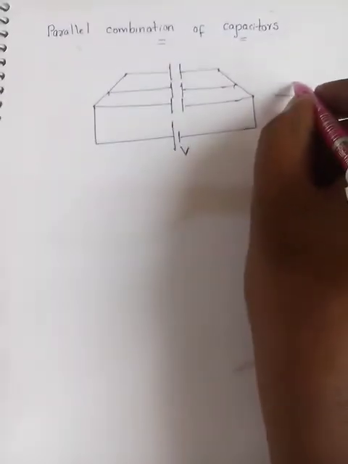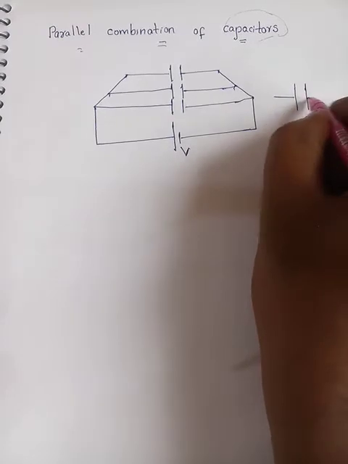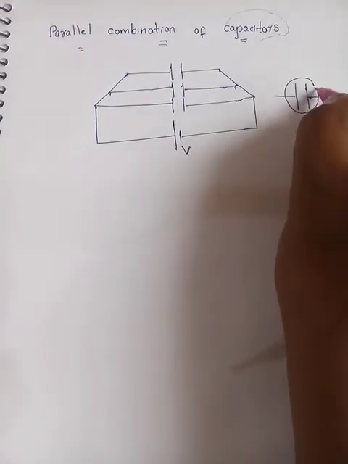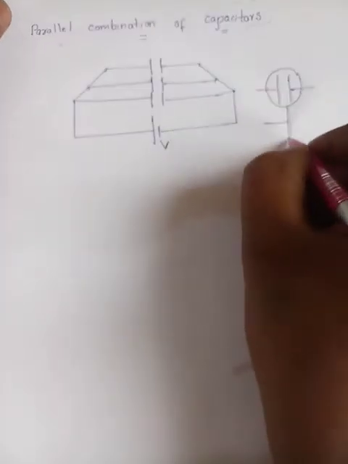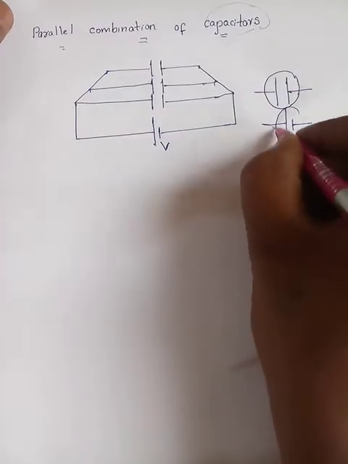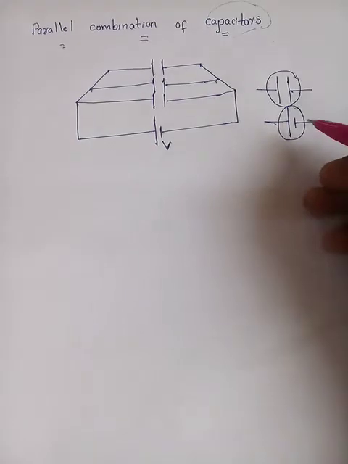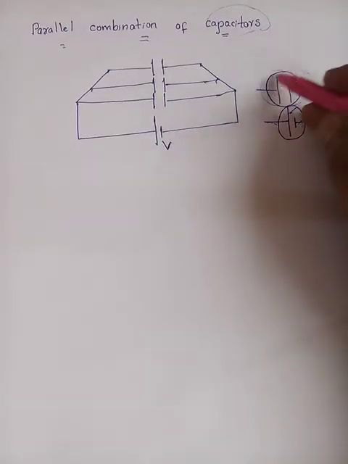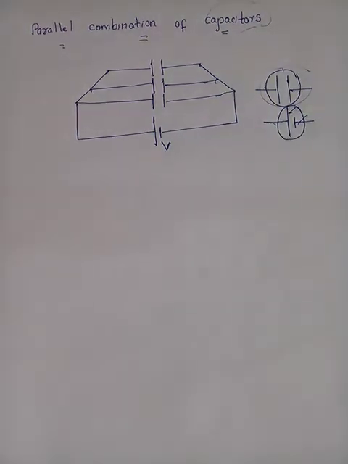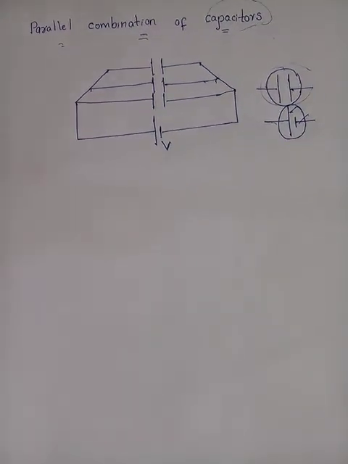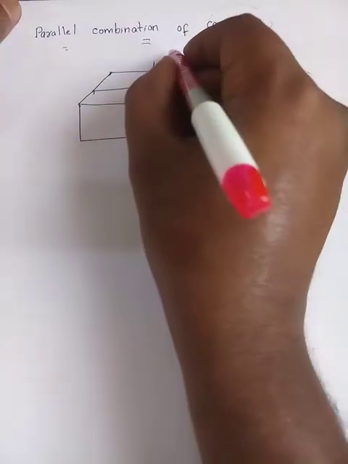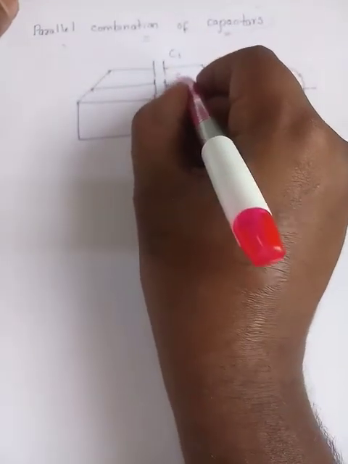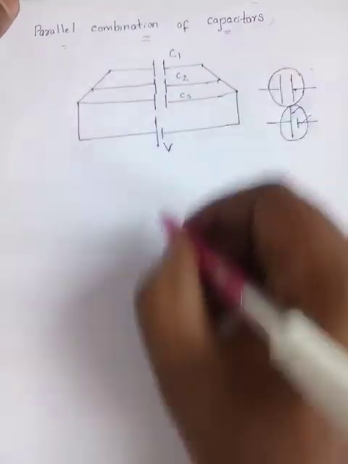You should not get confused. If two parallel lines of equal size are drawn, that is called a capacitor. And if they are represented like this, that is a battery. So this is positive, this is negative, this is the capacitor. In representation you should not make a mistake. Now give the name for each capacitor: C1, C2, C3.